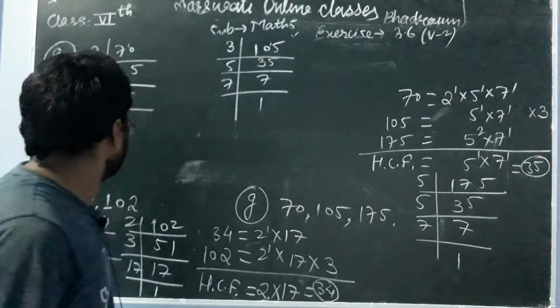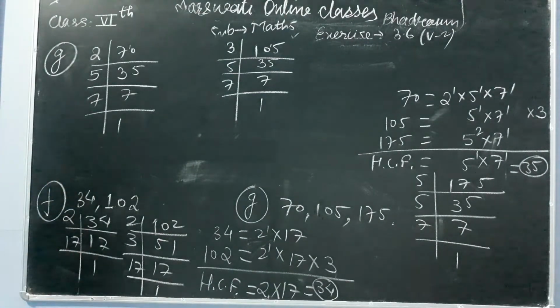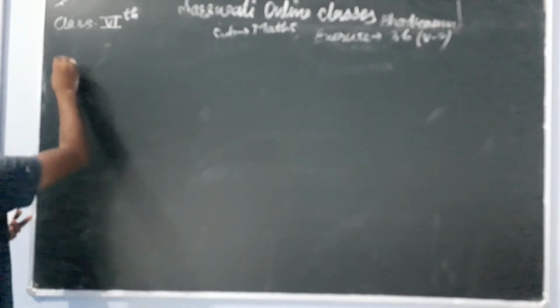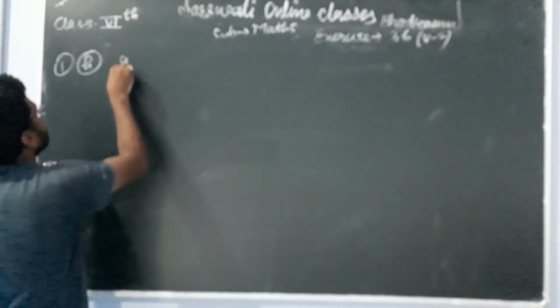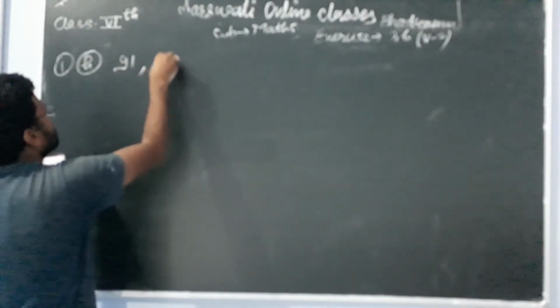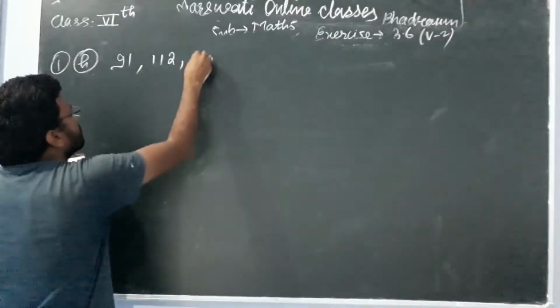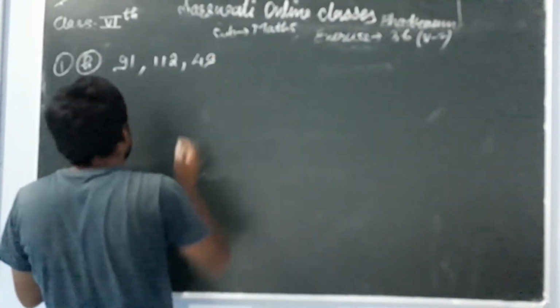Okay, now this was our part G. We will now go for our part H. Okay, so what we will get is, okay, our part H is what? The question of first part H is 91, 112 and 49. 91, 112 and 49.